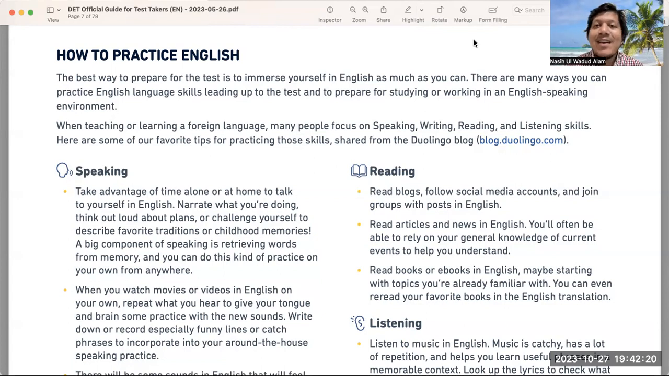Okay, so let's start. My topic is how to practice English. This is what I have got from the Duolingo test guide. Hopefully you will follow my video and my suggestions as given in the Duolingo test guide. So let's start. First of all, English is not your first language, right? That's why you are here. English is not my first language either.